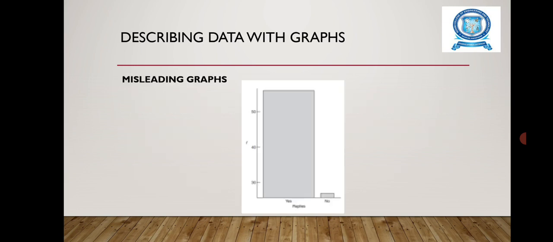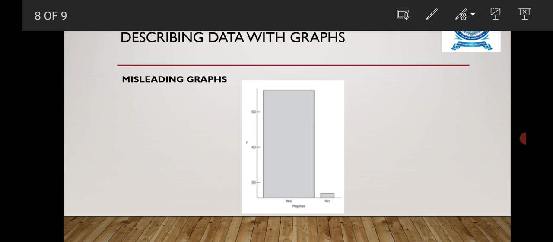Gaps are placed between the adjacent bars of the bar graph to emphasize the discontinuous nature of the qualitative data. So this is the bar graph.